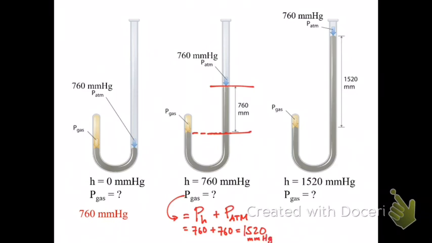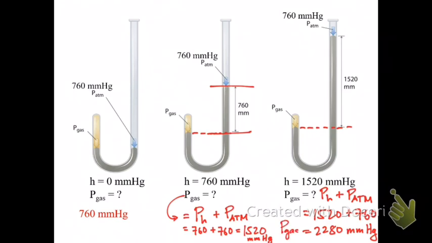Okay. And the third one here, same concept. So it's basically the height of the mercury plus the atmospheric pressure. So in that case, 1,520 plus 760. And that gives us 2,280 millimeter mercury. So that's the pressure of the gas that's trapped in the tube.